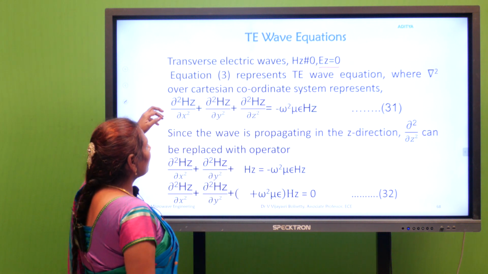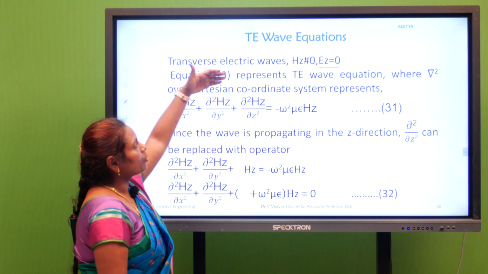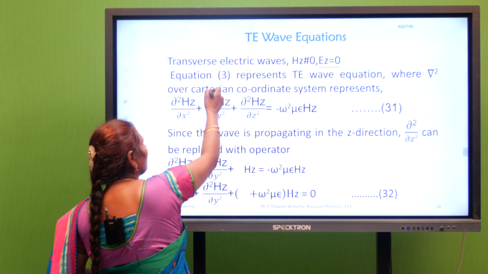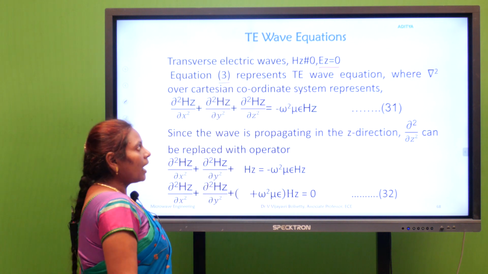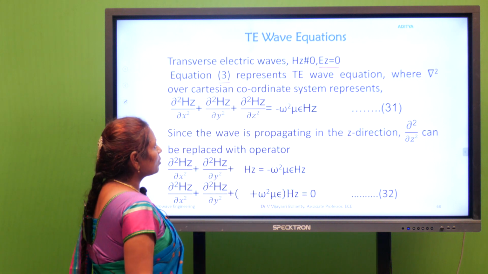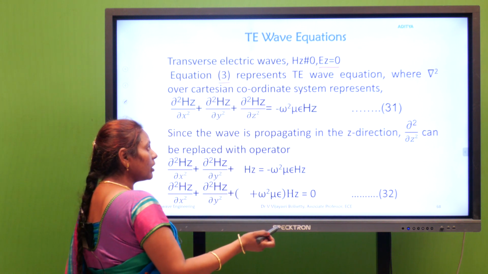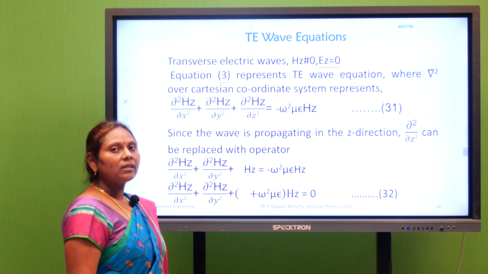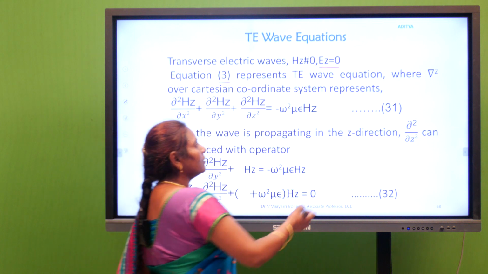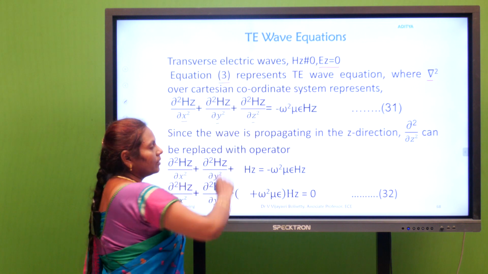Previously we have discussed the Helmholtz wave equation, the TE wave equation and the TM wave equation. The TE wave equation is represented by equation 3, and that equation can be represented using del square over the Cartesian coordinate system. The Cartesian coordinate system is a rectangular coordinate system having the coordinates x, y, z. So, we are expressing this del square in terms of x, y, z.